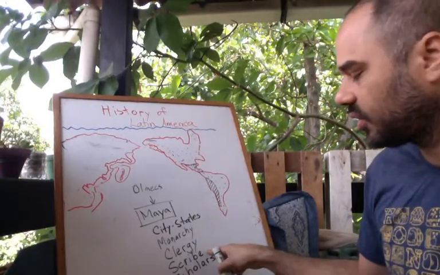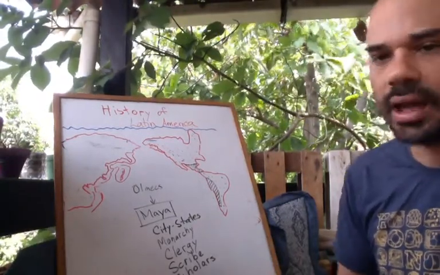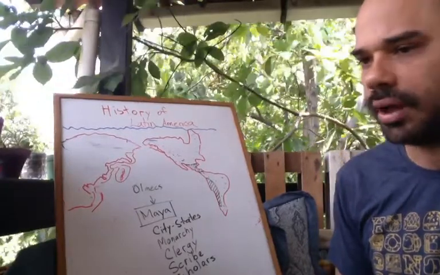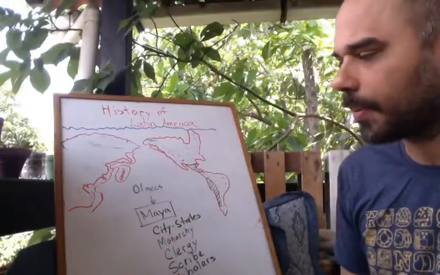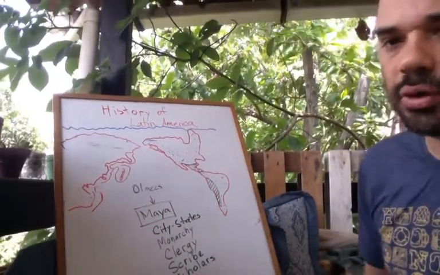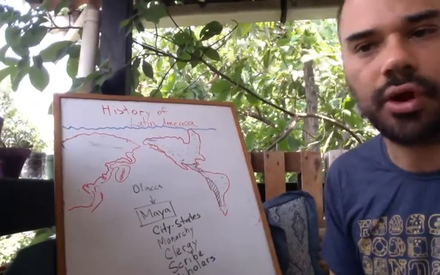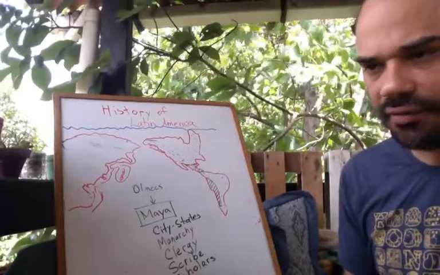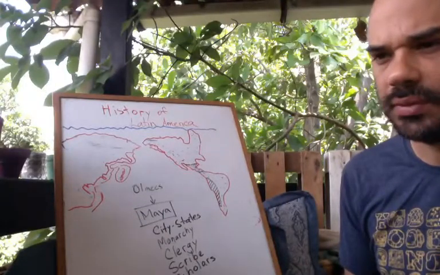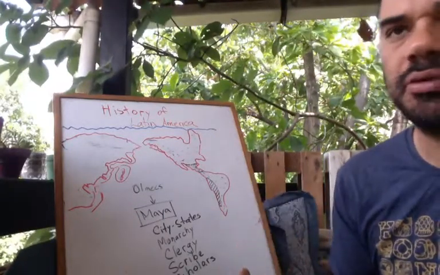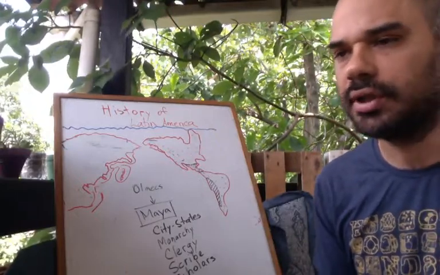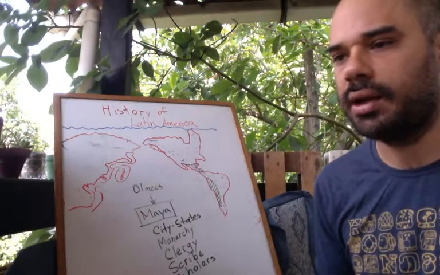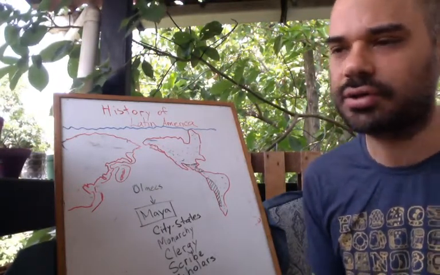Scribes are the people that can write, and they had a system of written language, hieroglyphics. When I mean scholars, these are people that study a lot. For example, astronomers, mathematicians. They gave a lot of importance to the study of the skies and the study of the numbers. They also had very precise calendars.